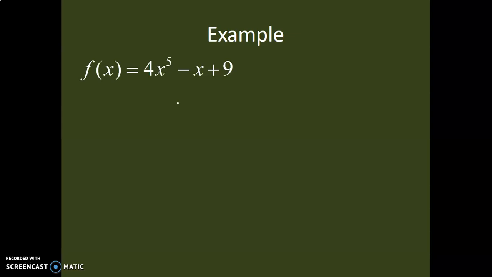All right, so let's look at using these rules with some examples. This first example, f of x equals 4x to the 5th minus x plus 9. I'm going to show the short way first, and then I'll explain exactly what I'm doing, but most of you guys will understand the short way.